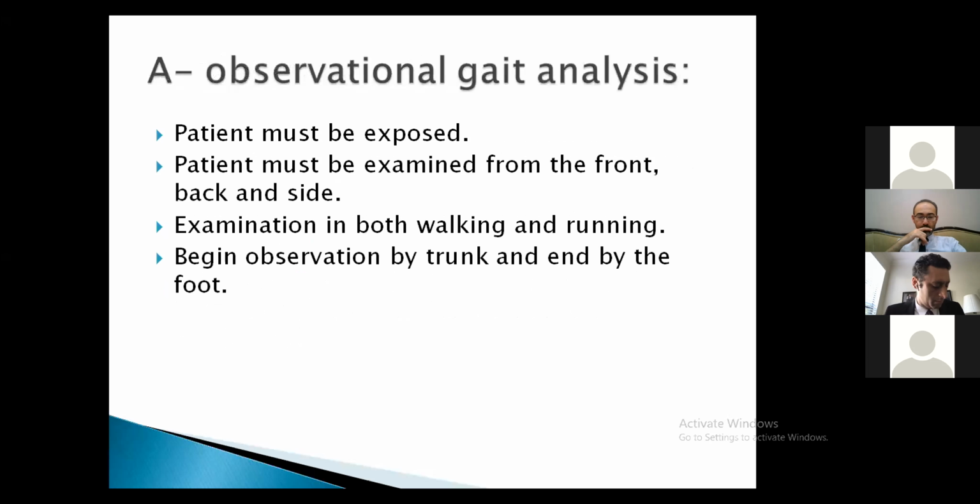Number 1, observational gait analysis. The patient must be exposed. The patient must be examined from the front, back, and sides, both walking and running. Begin observation from proximal, at the trunk, and end at the feet.